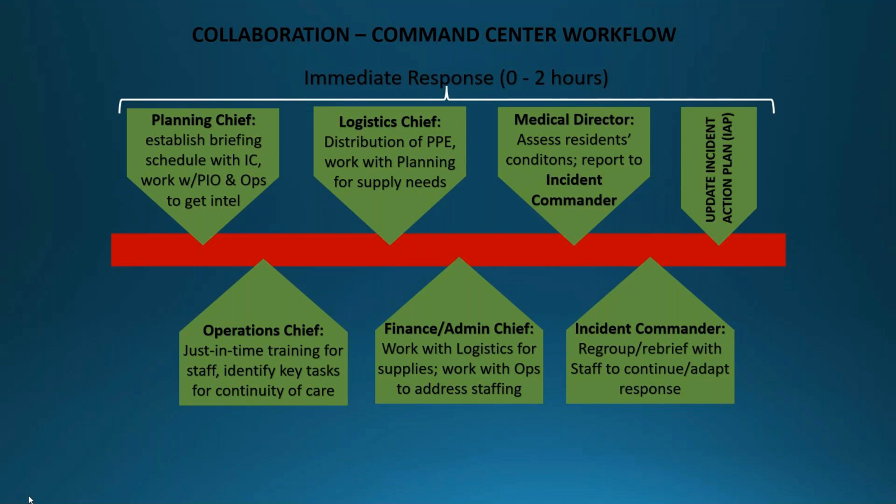And then the logistics chief will identify resource needs, distribution of PPE, things of that nature. And finance would work with logistics for supplies and work with ops to address staffing, especially if we need a registry or some kind of outside source for staffing, but also to do staff recall. You may have your liaison work on that, or at least make the calls where finance would identify who they should call for staff callback. The medical director or medical specialist would assess resident conditions and report that to the incident commander.